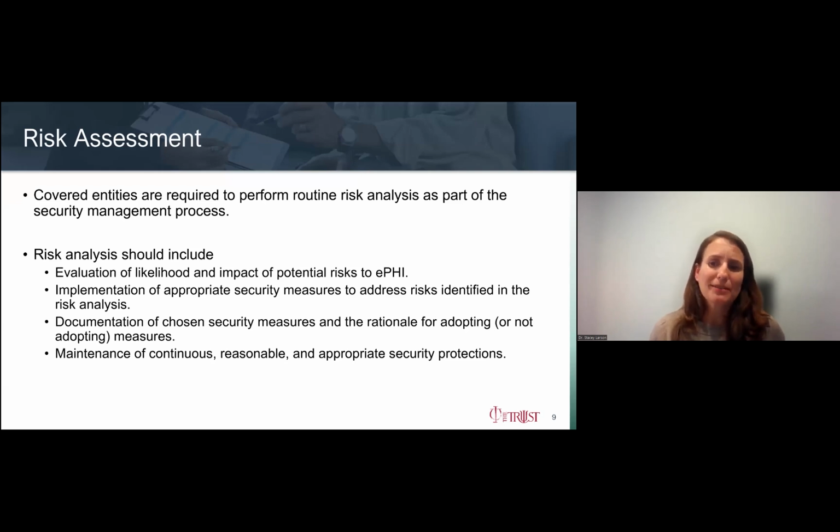So you may be asking, how does a small provider even start? Where does this even go? There are, I'm sure, companies out there that may help your practice set up a risk analysis, but it could be expensive, not always the best option for providers.